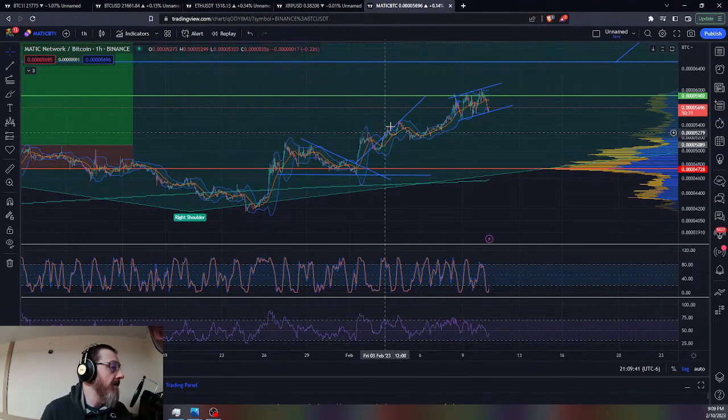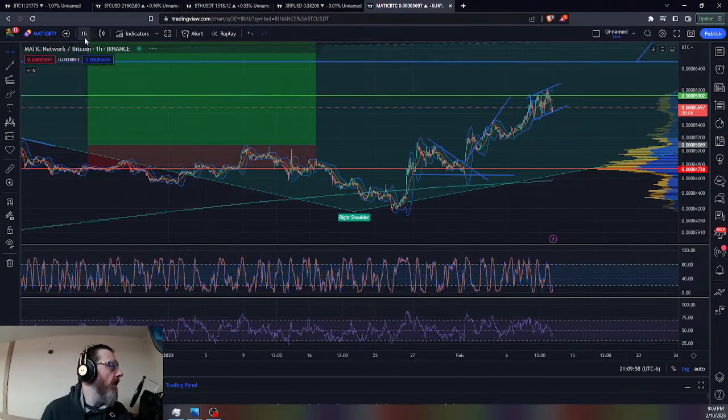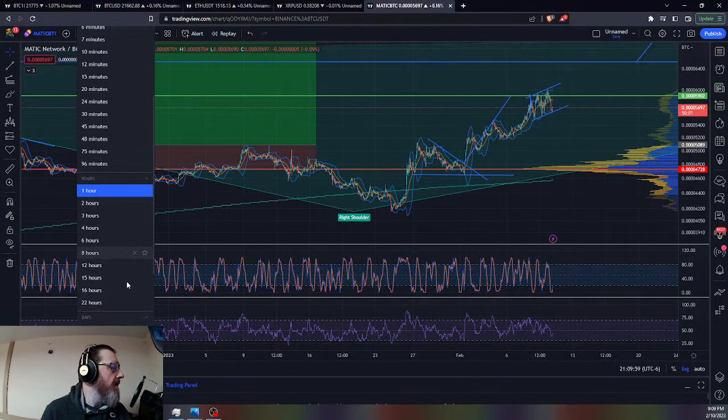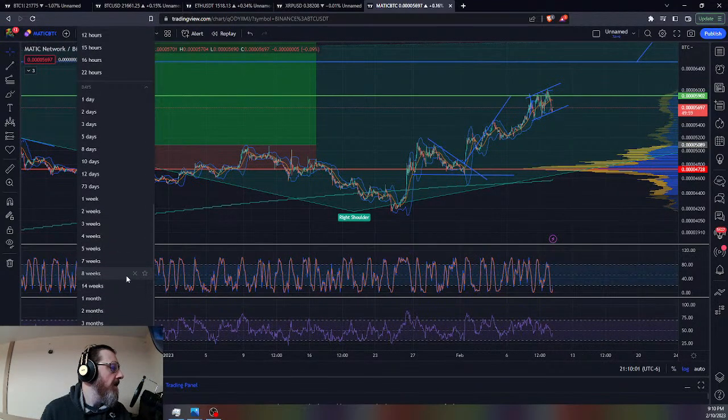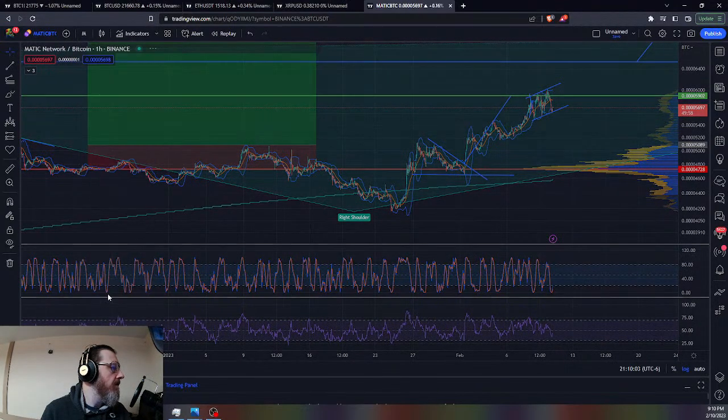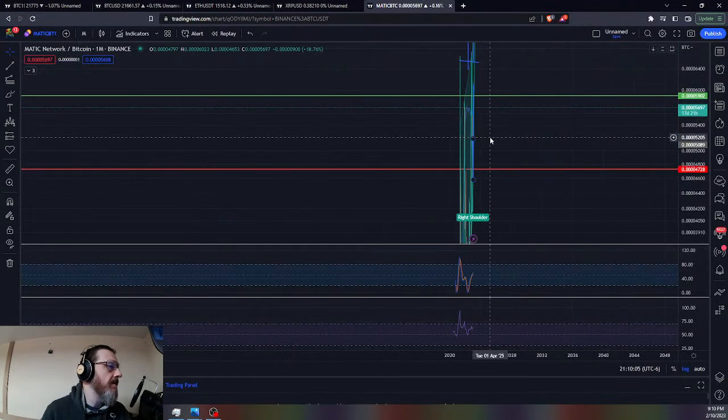You can see here that Matic did reach this measured move that I had pretty nicely up to this 5,900 area. Did have a little spike above that in this parallel channel here that we're contending with right now, just above 6,000. So what's really important here, I'm gonna swing all the way out to the 1 month candles.